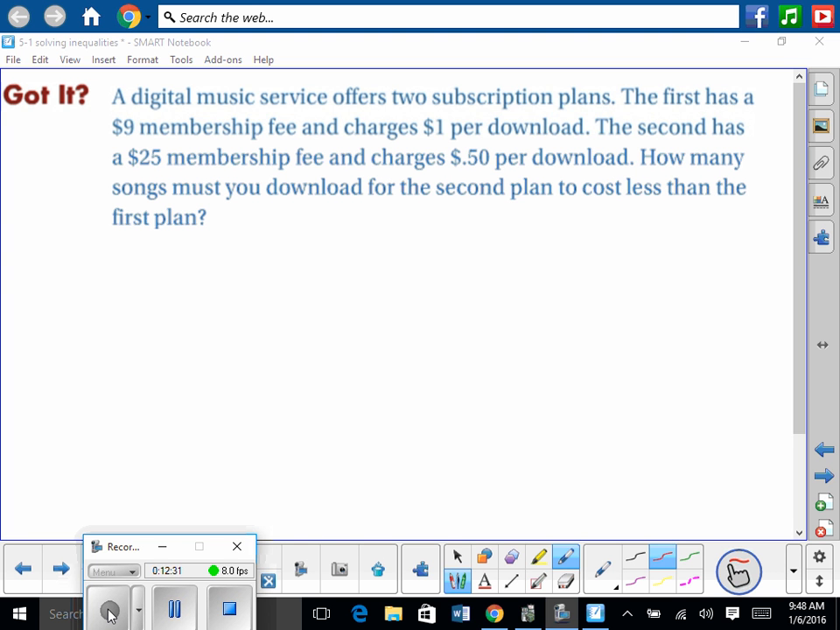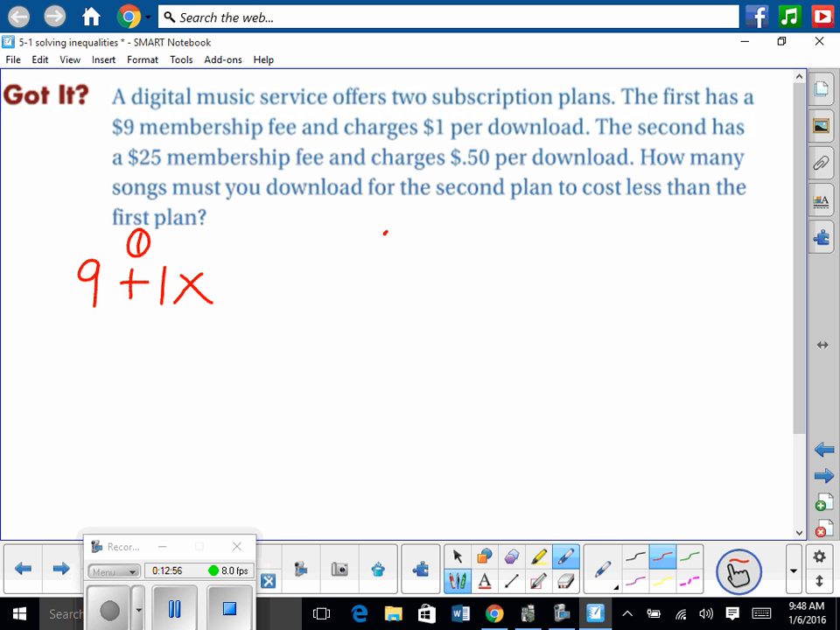So it says the first plan has a $9 membership fee. So think about it in the real world. If you have to pay a $9 membership fee, then it's $9 right off the bat. Then after that, it's $1 per download. So plus $1 per download. We don't know how many downloads we're talking, right? So we call it x. Does everybody understand how I set up an equation for that first piece? Okay, next one. So this is our first plan.